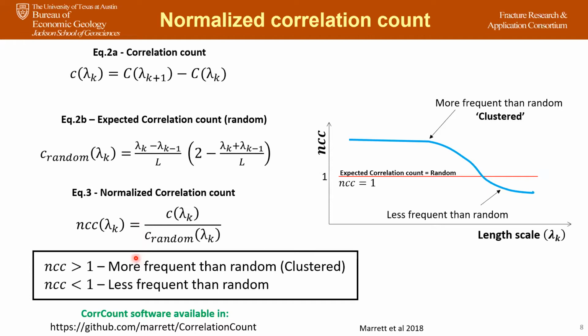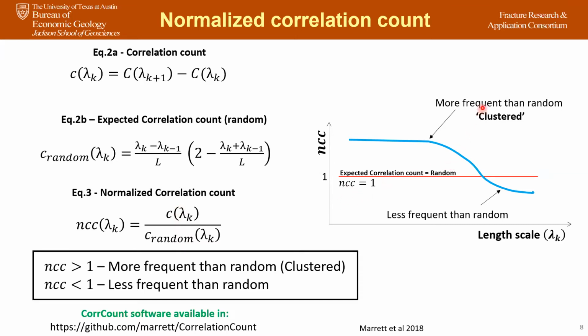And that tells you that if NCC is bigger than 1, you have length scales that are more frequent than random or clustered. And if NCC is less than 1, you have length scales that are less frequent than random. And as this plot on the right tells you, to analyze the NCC results, you will usually have a plot of the length scale on the x-axis and NCC on the y-axis. And then you'll have the expected correlation count plotted as 1, right? Because it's the random one, so if you divide random by random it will be 1.